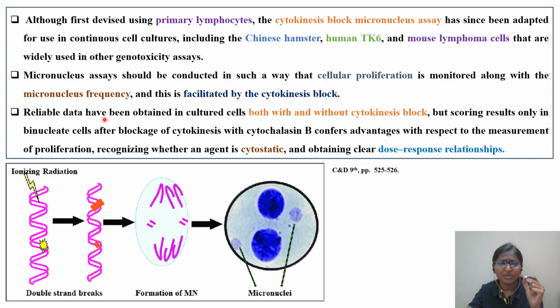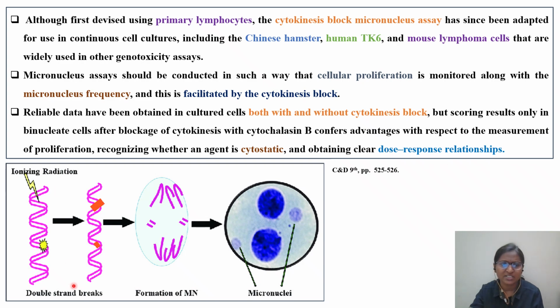Okay, so reliable data have been obtained in culture cells both with and without cytokinesis block, but scoring results only in the binucleated cells after blockage of cytokinesis with cytochalasin B confers advantages with respect to the measurement of proliferation, recognizing whether an agent is cytostatic, or obtaining a clear dose response relationship.